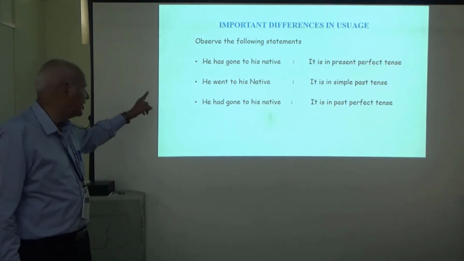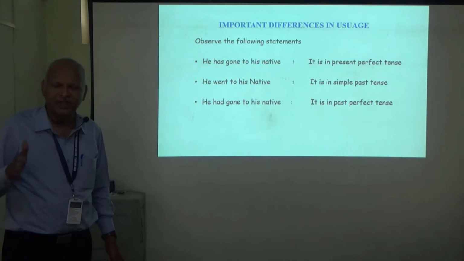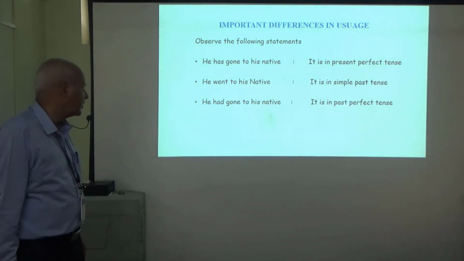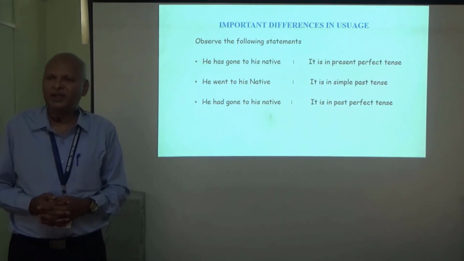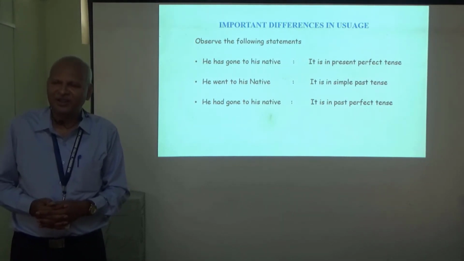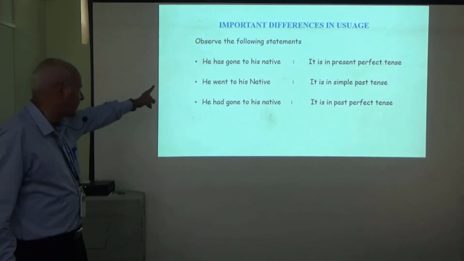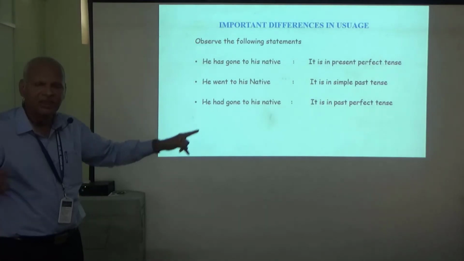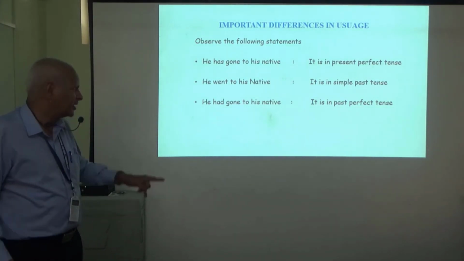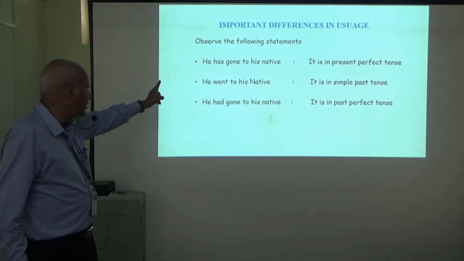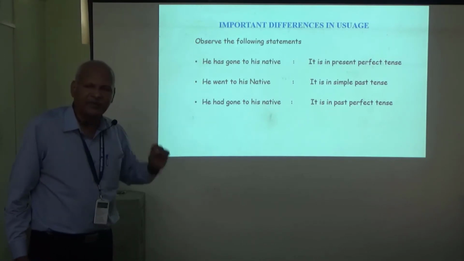One statement is, he has gone to his native. Which tense is it? Can anyone of you please tell me? It is already written, it is in present perfect tense. In the previous session we discussed 4 forms of present tense, and there it comes. He has gone to his native is in present perfect tense.